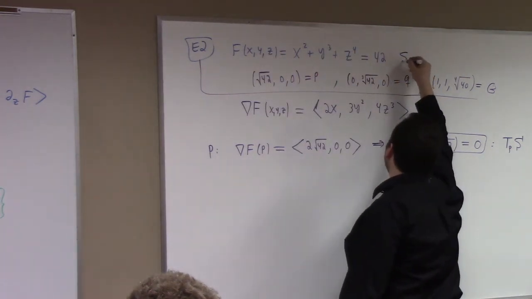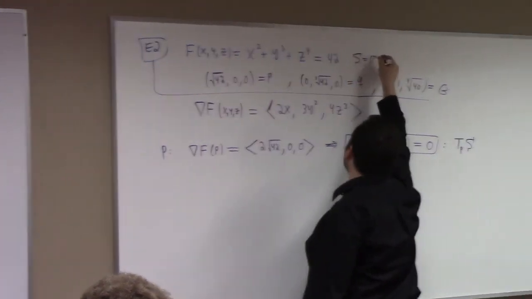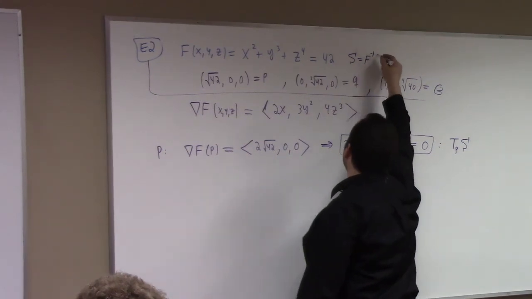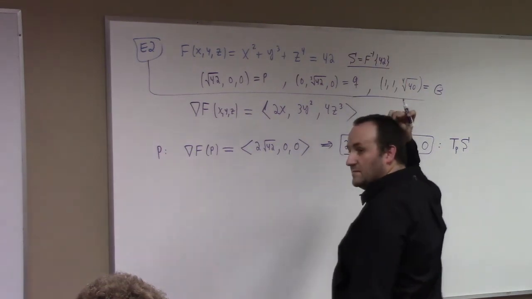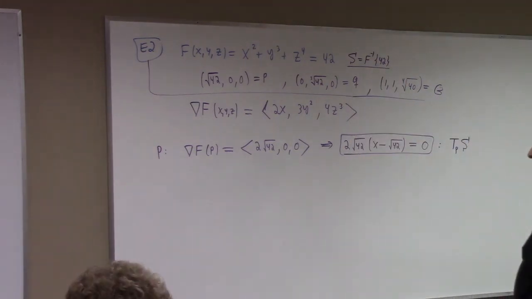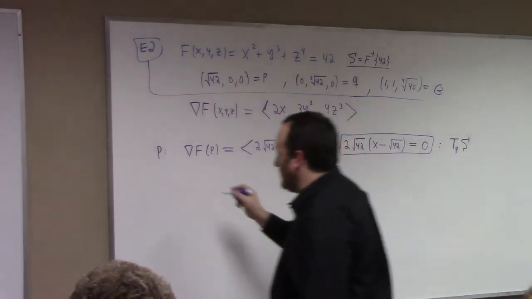So, if you want me to be mathy here for a second, S is equal to the inverse image under F of 42, for what it's worth. S is the level set, the level 42 level set for that F, big F. Okay, Q. What do we got for Q?